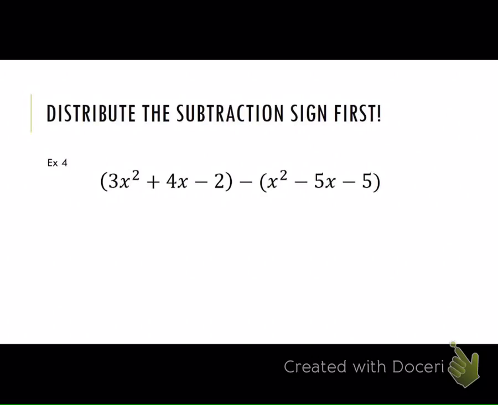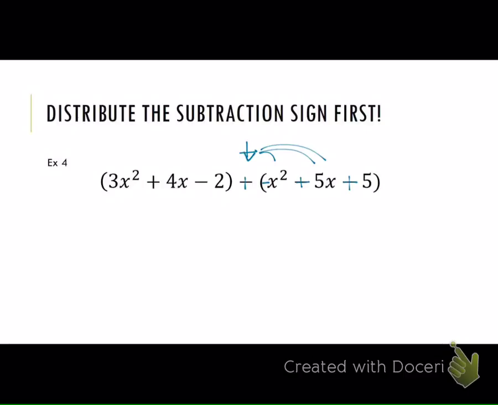Okay, don't forget, what is our sign here? A negative. What do we do with that negative? We change it, we push it to everything else, we change it to addition. So x squared becomes? Negative 5x becomes? Negative 5 becomes? Good.